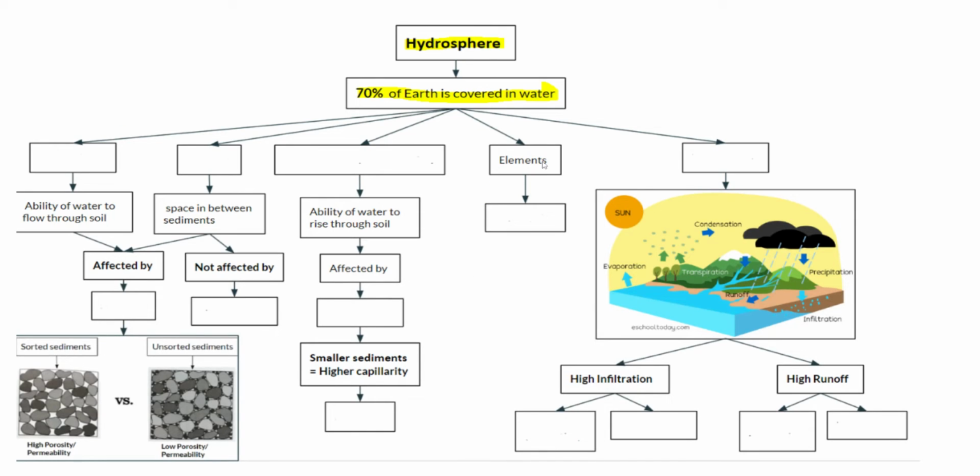So make sure you have your note packet out, your Earth history note packet, and in the third page, you'll find this sheet. And this is already given to you, I believe. The hydrosphere has 70% of Earth covered in water. That's the hydrosphere.